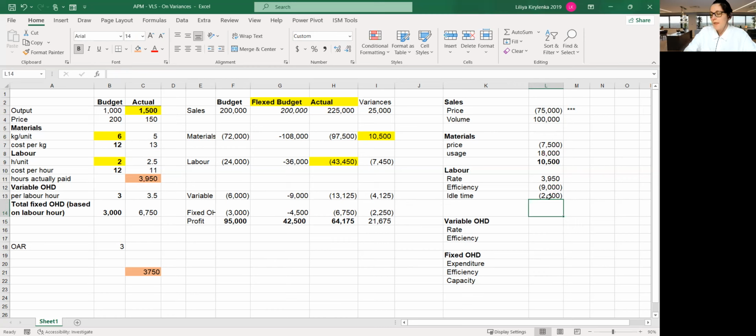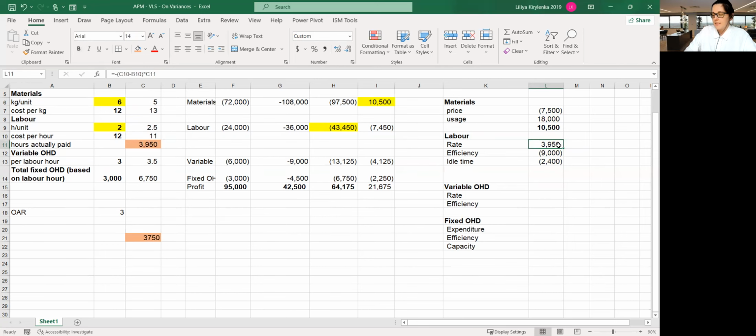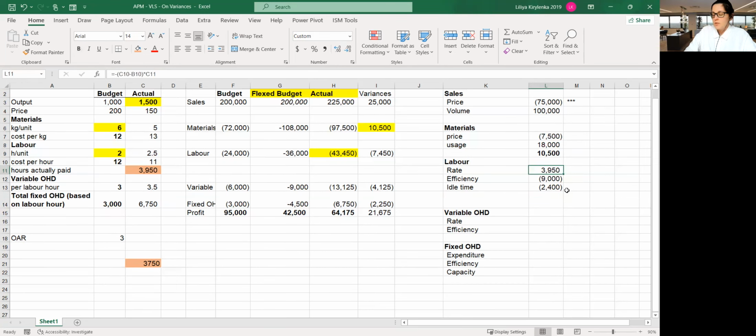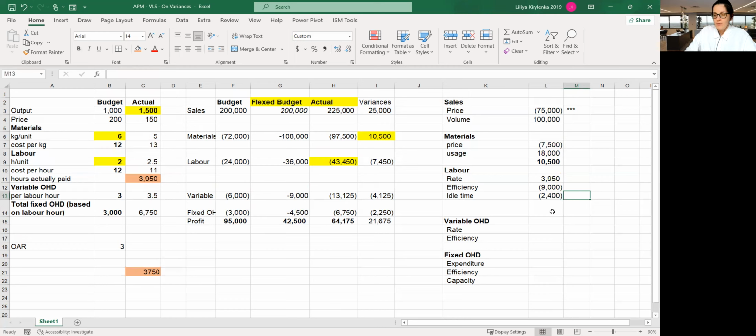Idle time, people not working, is bad for us. Now let us have a look at who is to blame or who is to be rewarded in this very case. When we talk about idle time variance, that is the fault of the person who was making allocation of work. So who was allocating work?